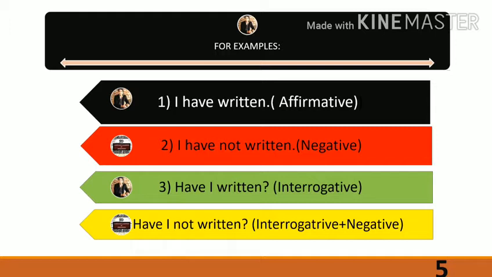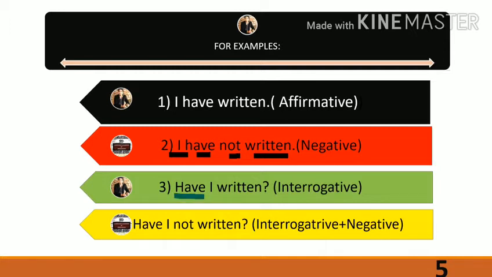This is affirmative. And if we talk about the negative of it, we need a subject, we have a have, then we have a not, and then we have V3. So this complete sentence is negative because of not. Then if we want to make a sentence interrogative, how can we make it? We are just in need of have.